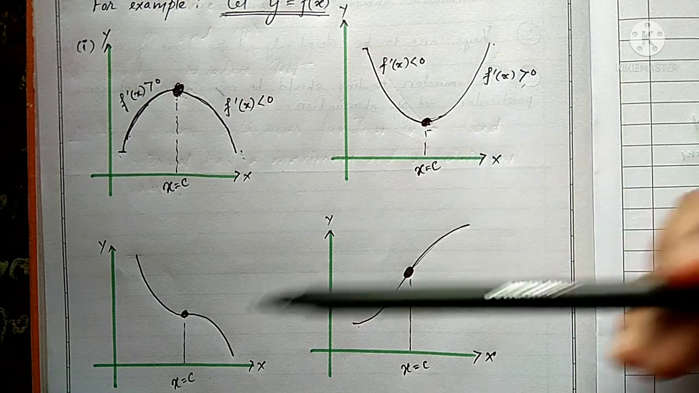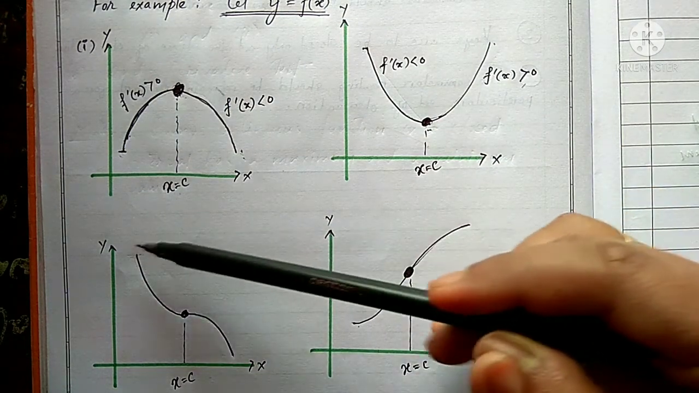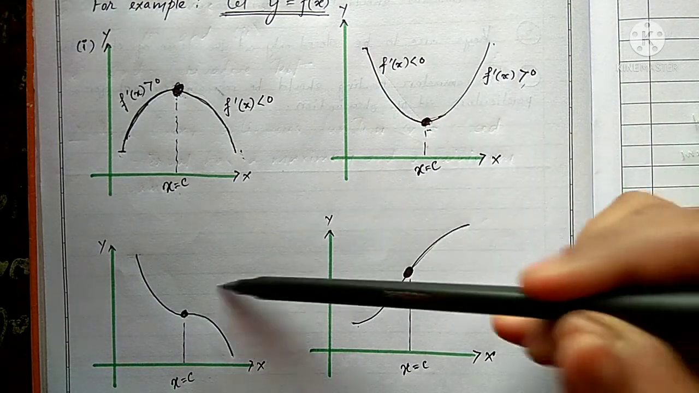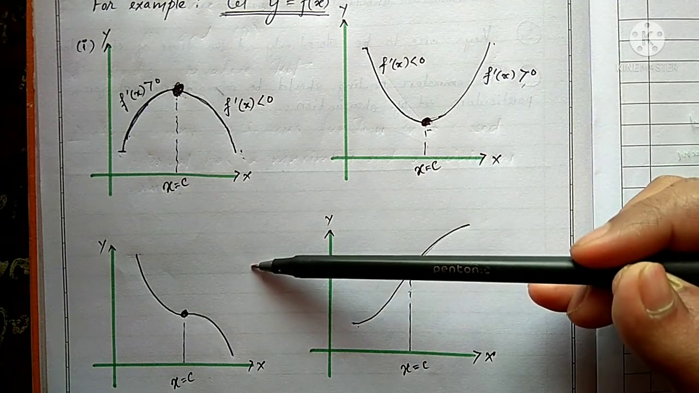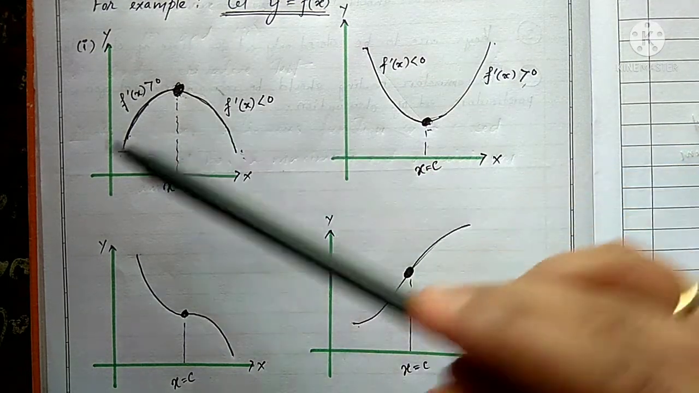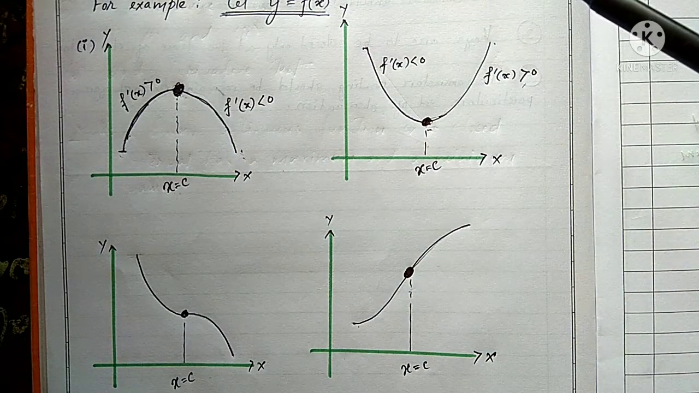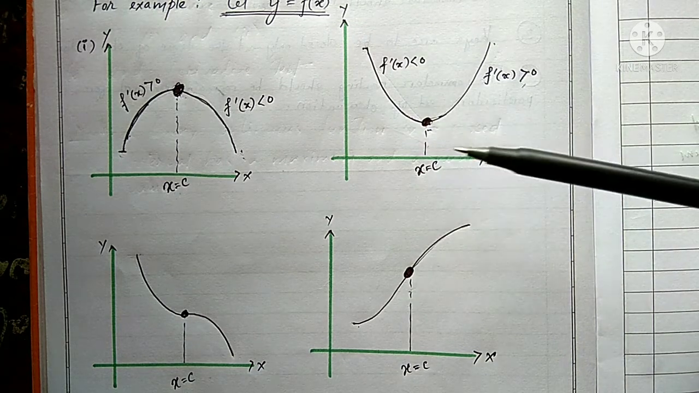Minima. So in these two cases neither maxima nor minima, because here it decreases and again decreases, or increases and again increases. So for that reason, in these two cases neither maxima nor minima. In this case it is maxima, in this case it is minima. We need to know this much for now.